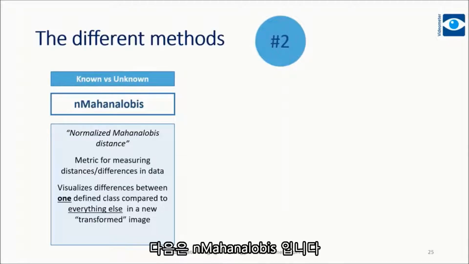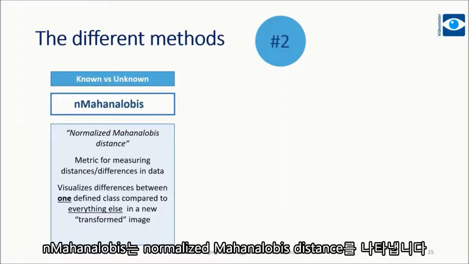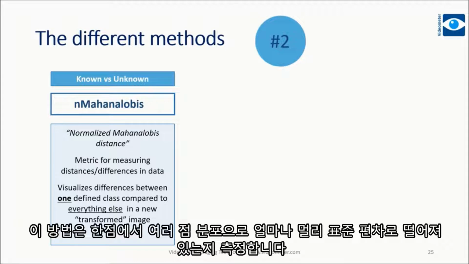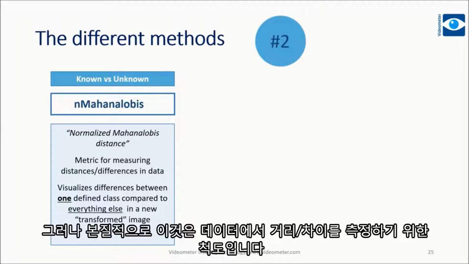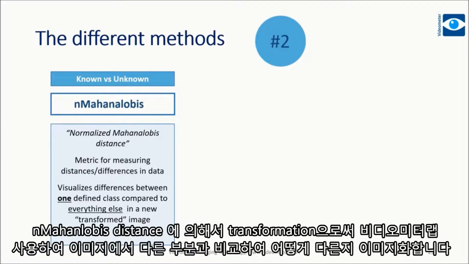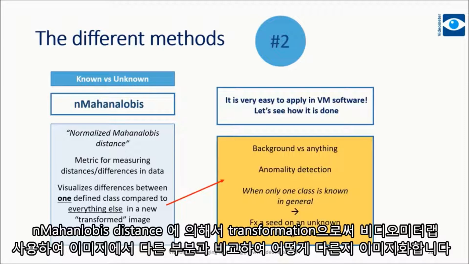Next up is the n Mahalanobis transformation. N Mahalanobis stands for normalized Mahalanobis. A Mahalanobis distance is a measure of how far a point P is from a distribution of several points in standard deviations. This is all very mathematical, but essentially it is a metric for measuring distances or differences in data. By applying this Mahalanobis distance as a transformation, we can in the Videometer Lab software visualize how different a class is compared to everything else in the image.